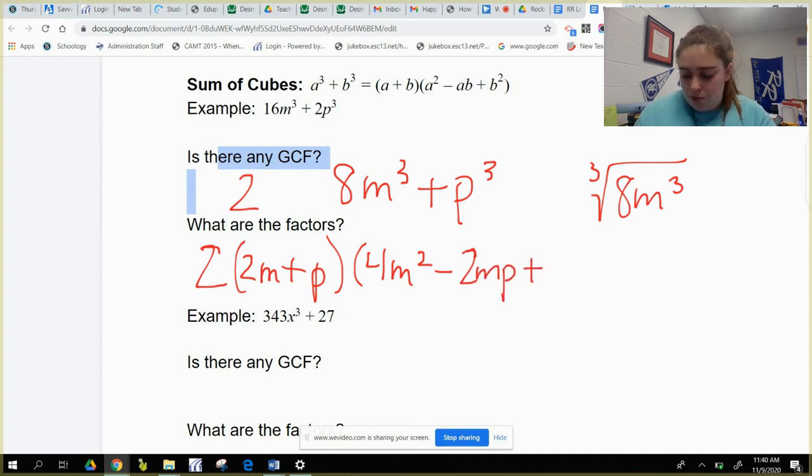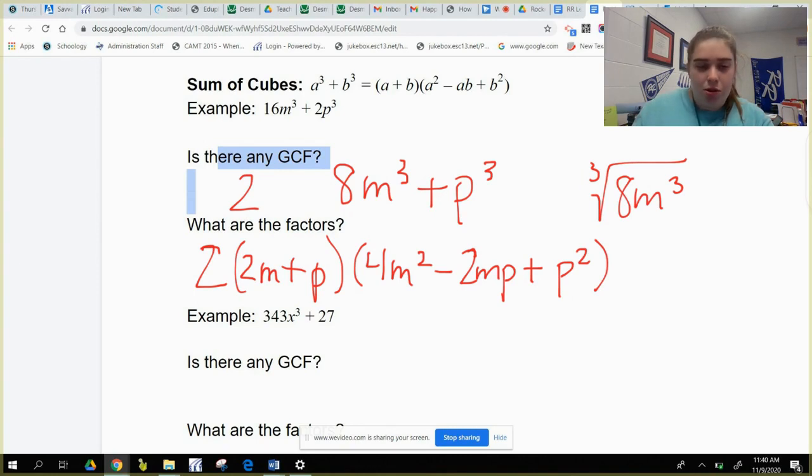Okay, and then our last term is the second term in the binomial squared, so that's just going to be p squared. So that is our factors listed. We have our greatest common factor in front. Okay, so now go ahead and try that next example by yourself.